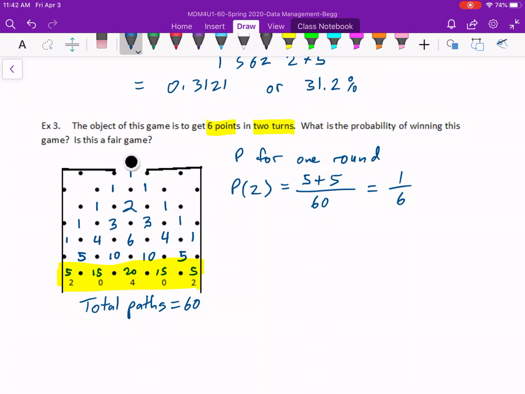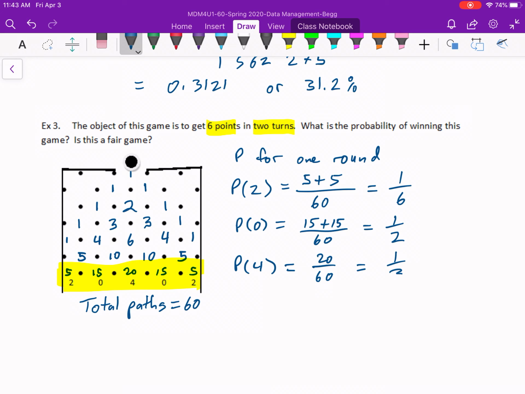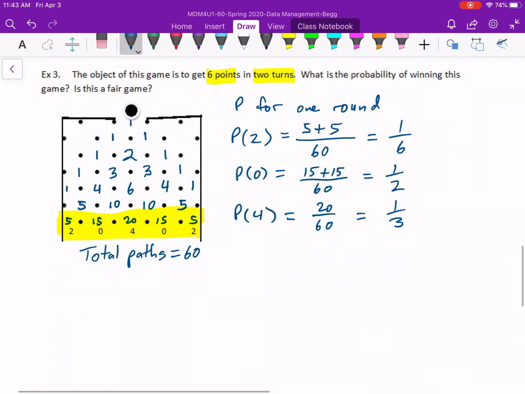to get a 2. And then doing the same thing for getting a 0, just to go from left to right. Well, there's 15 ways to get to the 0 on the left, 15 ways to get to the 0 on the right, still out of 60 paths. So that gives me 30 over 60, which reduces to a half. And the probability of getting a 4, there's only the one space, and that is 20 ways to get to it, so 20 over 60, or 1/3. All right, so that's for one round.